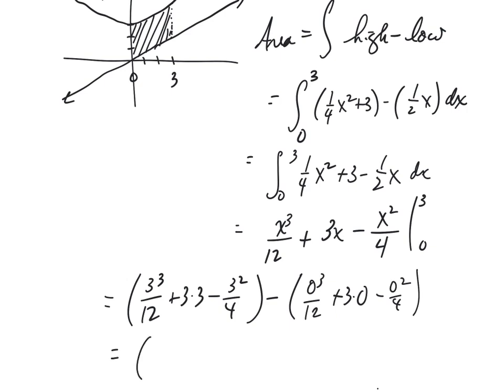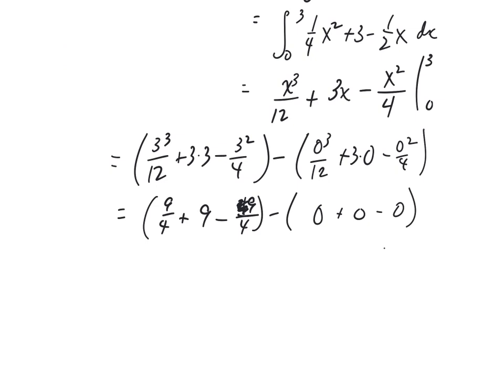Start to simplify. 3 to the third is 27. 27 twelfths. We could cancel a 3 top and bottom, so that would be 9 fourths. 3 times 3 is 9. 3 squared is 9. Oops, sorry. Try that again. 9 fourths. Then all of these terms in the second set of parentheses will zero out. And so we'd end up with 9 fourths plus 9 minus 9 fourths. So these two fellas just zero each other out. So 9 minus 0 would be 9 square units.